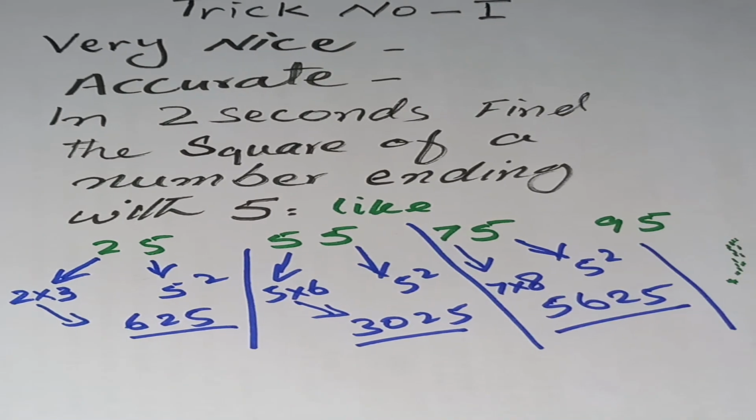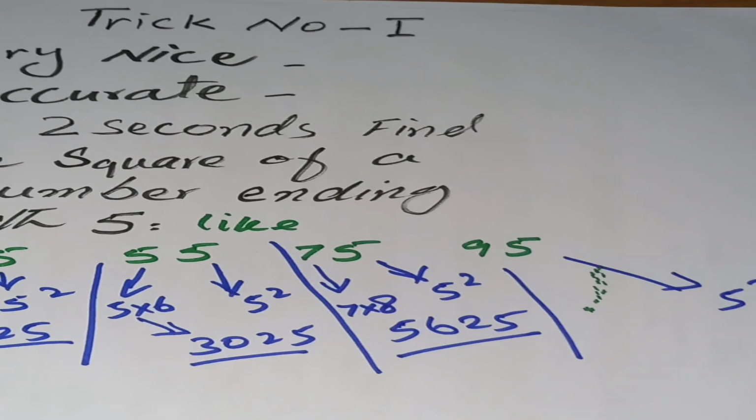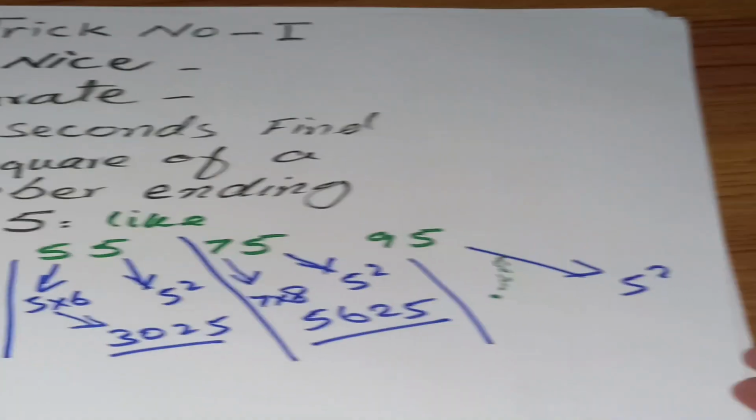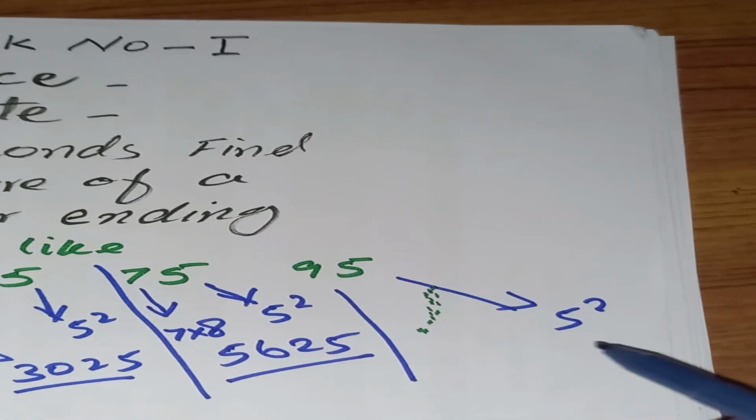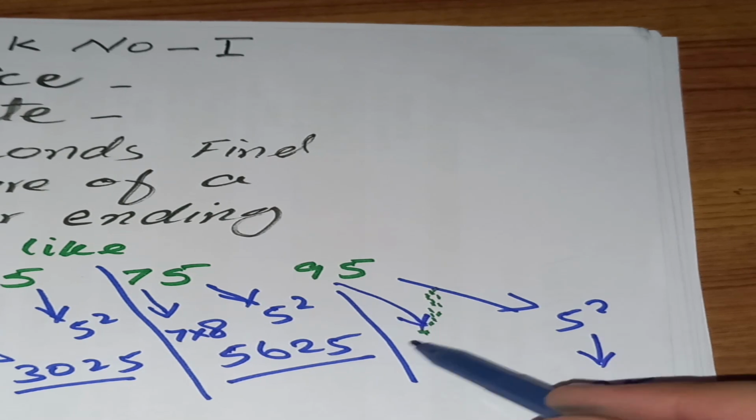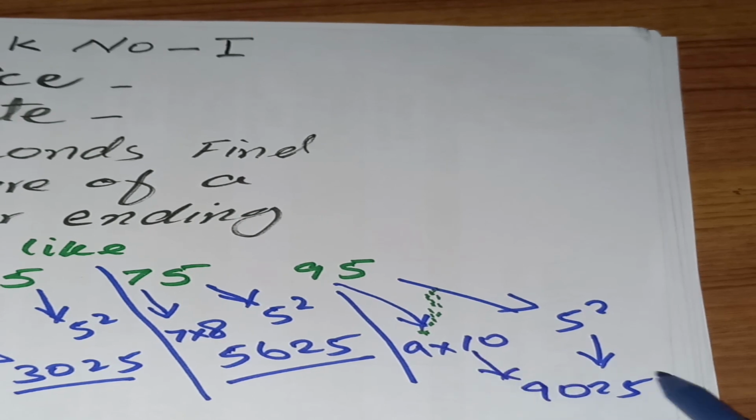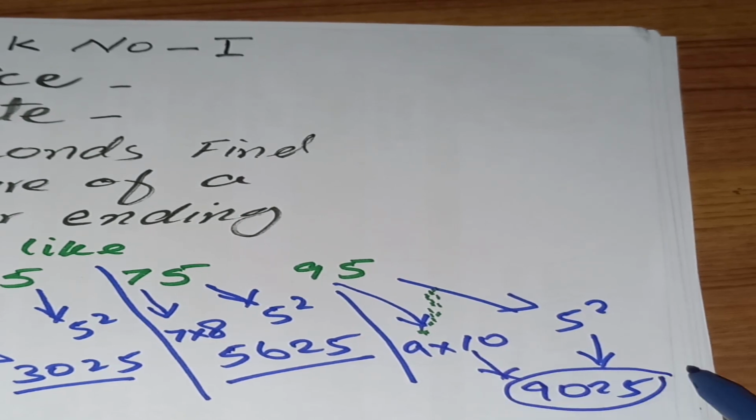Now let's check for 95. The square of 5 is 25, and 9 is to be multiplied with its next number, 10. So 9 tens are 90. We write the 90 here, and 9025 is its square.